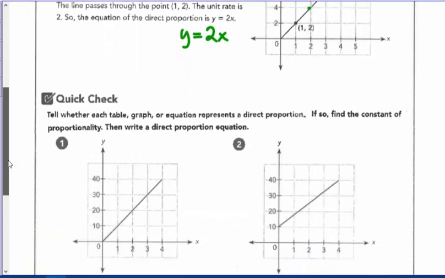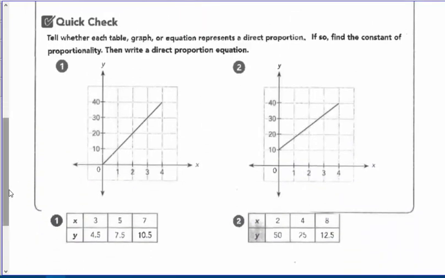So now that I did that little review from 7th grade math last year, I would like you to tell whether each table or graph or equation represents a direct proportion, yes or no, and if so, find the constant of proportionality, y over x equals k. Then write the direct proportion. So first thing, yes or no. Second thing, find the constant of proportionality. Third thing, write the equation. So make sure, by pointing that out, that you do all three parts.